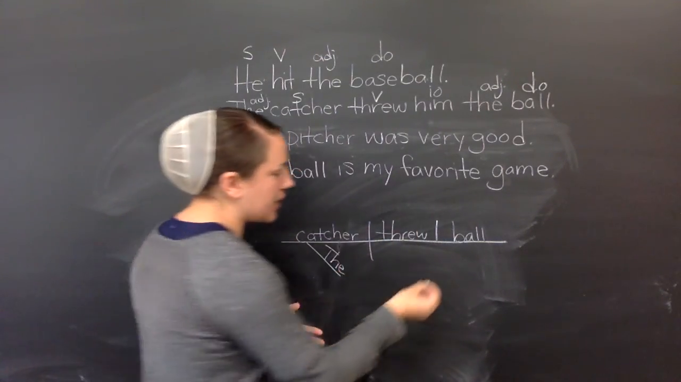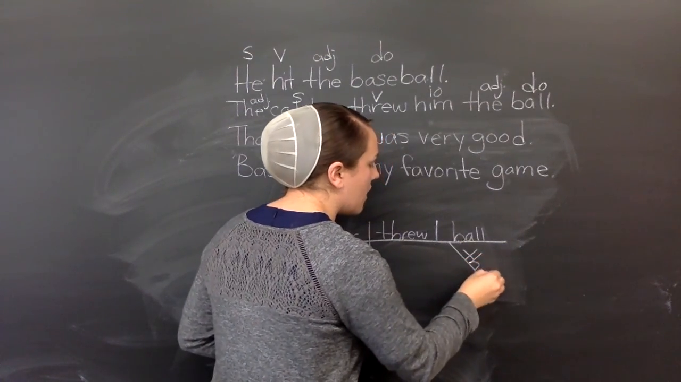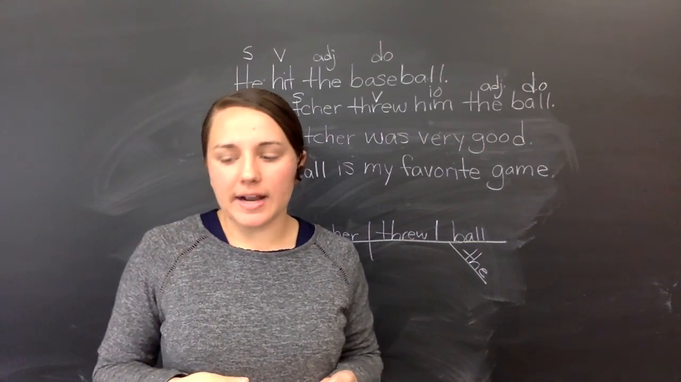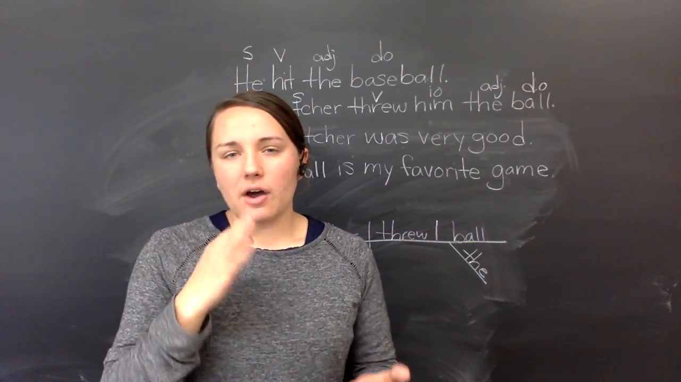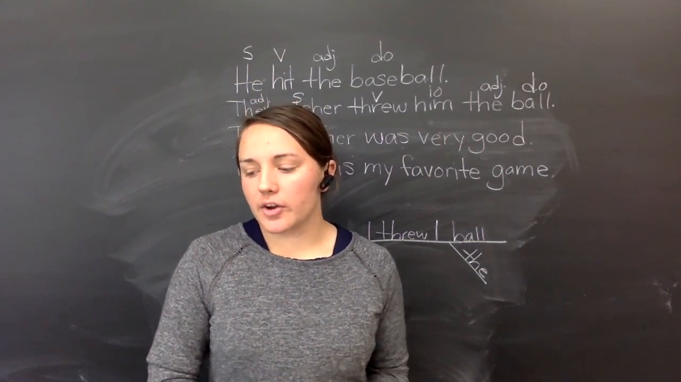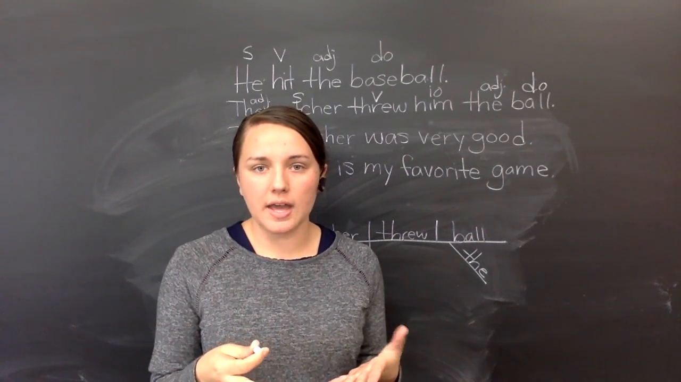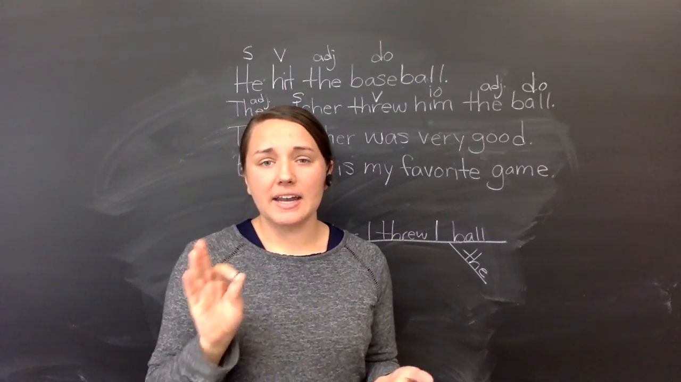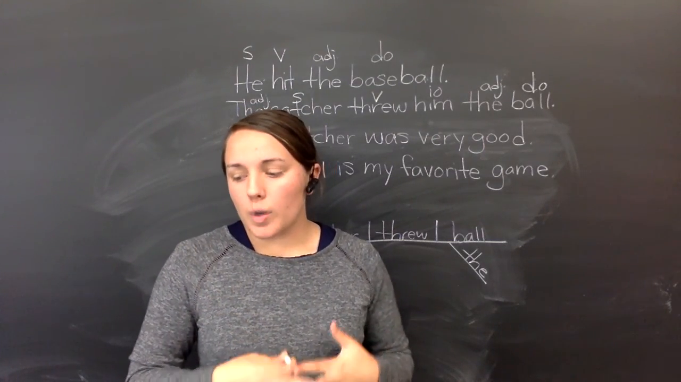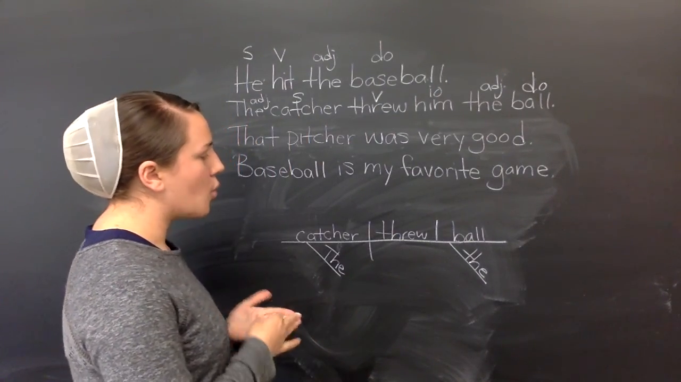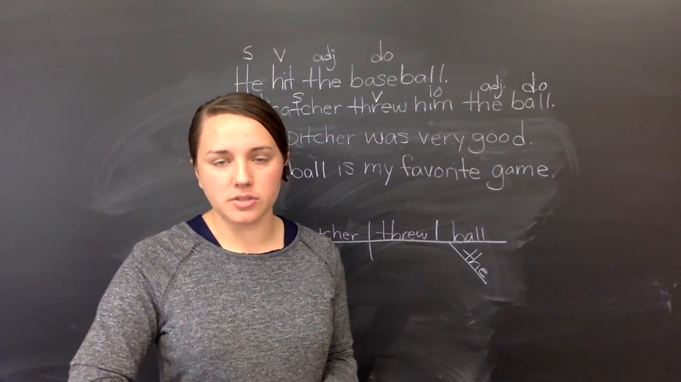Now we have an adjective again, so we're going to write the ball. Now, what about our indirect object? How do we diagram indirect objects? You'll learn about diagramming prepositional phrases soon, and it's a lot the same. When you diagram indirect objects, they simply go right underneath your action verb.